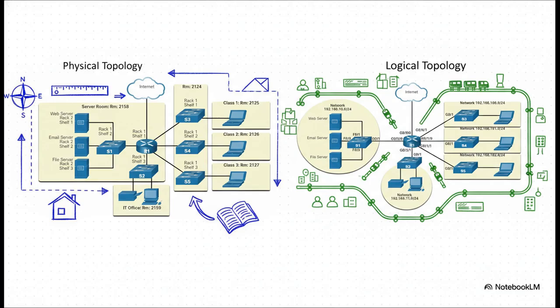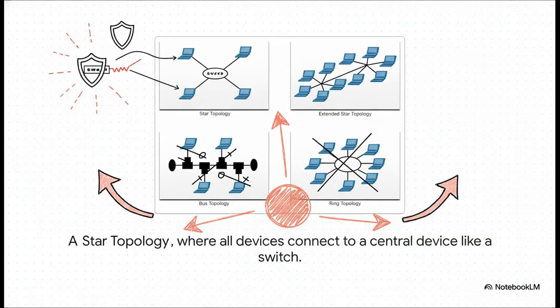Then on the other side, we have the logical topology. This is more like a subway map. It doesn't care where things are in the room, it just shows you how data flows and how everything is connected with IP addresses.